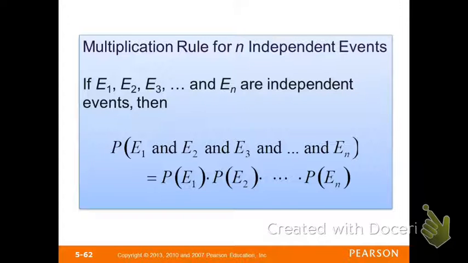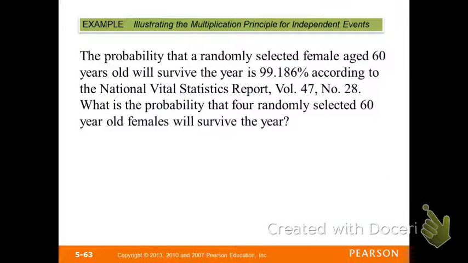This next thing is just like the other events that we've looked at with the sums of probabilities. In the OR case, the multiplication rule for independent events extends if we have multiple events that are independent. So this doesn't work only if we're looking at two things. It works if we're looking at any number of things. So let's revisit the first example that we looked at. The probability that a randomly selected female aged 60 years old will survive the year is 99.186, according to the National Vital Statistics.